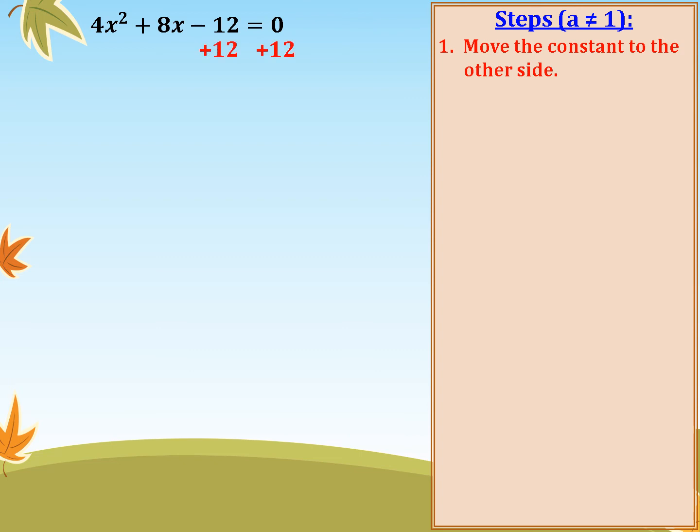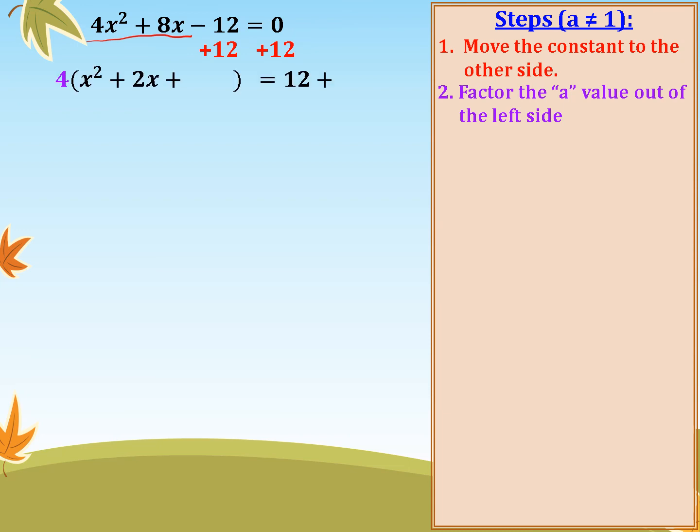Now, step 2 is we have to factor the a value out of the left side, okay? Because you cannot complete the square unless your leading coefficient is 1. So what we have to do is manipulate it so that the a value is 1. Keep in mind, this is not a GCF. We are simply factoring the a out.